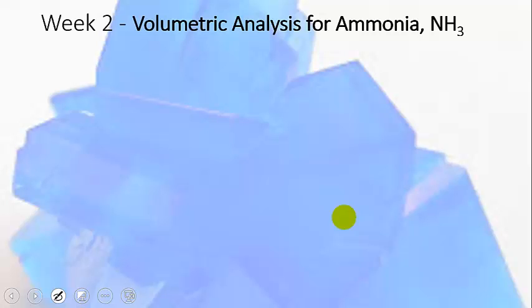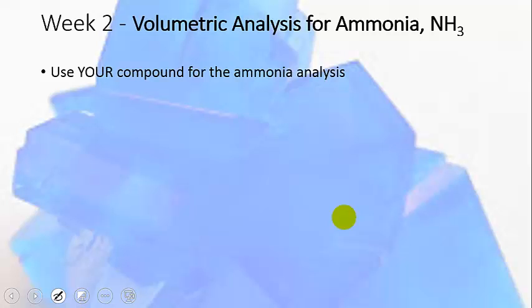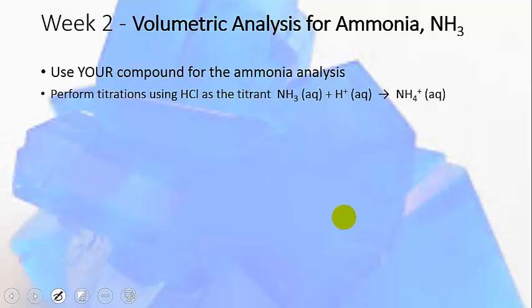This week, we will be determining how much ammonia we have in our complex as well as copper. So I'm going to address the ammonia first. You will use your blue copper complex compound for the ammonia analysis. Last week, we used what had already been synthesized in previous semesters, but for what you do this week, you will be using your compound. For the determination of ammonia, we will be performing a titration, very similar to the molar mass of an acid titration that we performed a couple weeks ago. This time, though, we will have the ammonia from our copper complex.